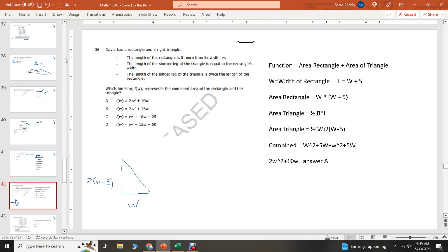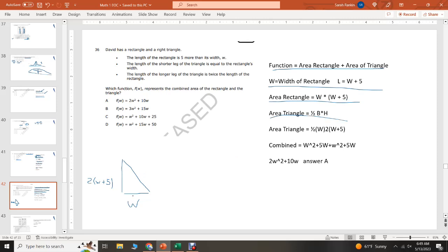This one's a tough one. All right, the length of the triangle. So the first thing they're asking us to do is the area of the rectangle plus the area of the triangle. The rectangle, they say the length is 5 more than the width. So I said the width is equal to W, the length is equal to W plus 5. So the area of the rectangle is length times width, which would be W times W plus 5. The area of the triangle is 1/2 base times height.